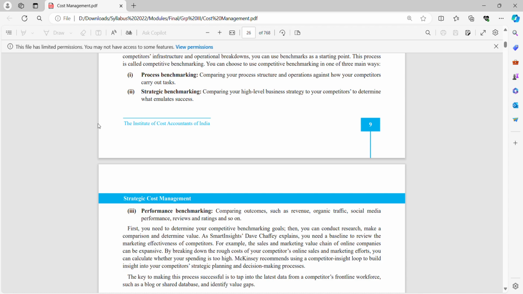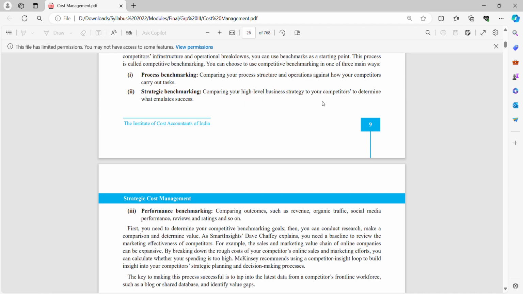I saw that and I made her a benchmark in terms of process, in terms of strategy, in terms of performance. So what I'm doing is I'm comparing my process structure and trying to meet her. Okay, so comparing your process structure and operations against how your competitors carry out their tasks. Same with strategy and performance.